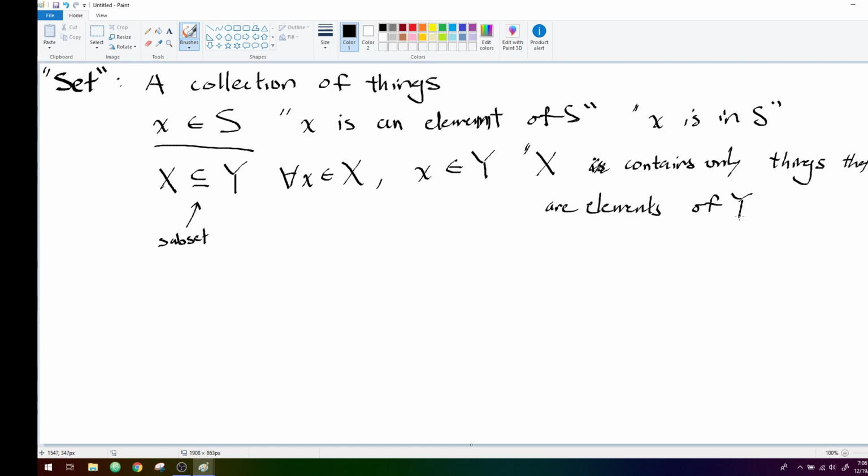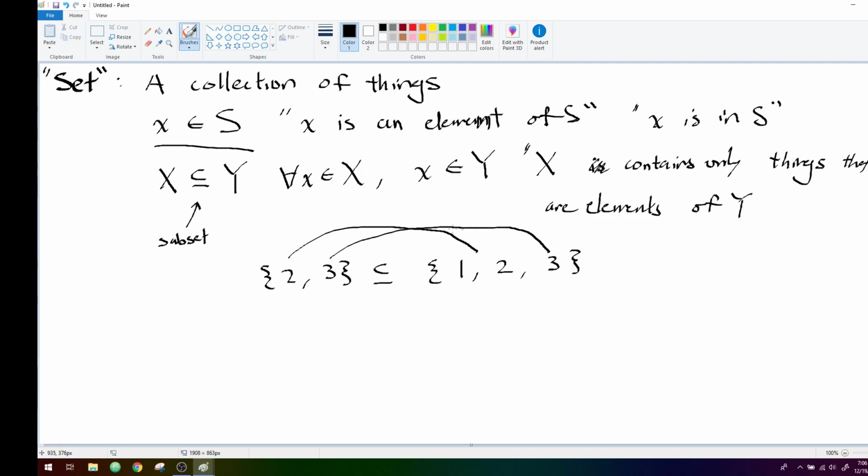of Y. Okay? So for example, if I have a collection of numbers, maybe 1, 2, and 3, and then have a smaller collection of numbers, maybe this one only is 2 and 3, well, this one is clearly a subset of that because every number that's in this set is also in that set. But that doesn't necessarily mean that everything in Y is also in X, just that everything in X is also a member of Y, and this subset relationship makes that explicit.